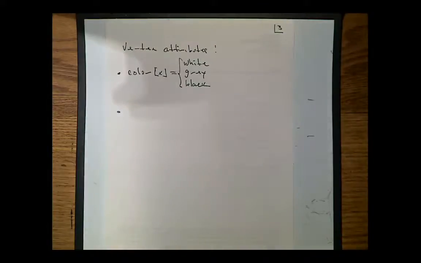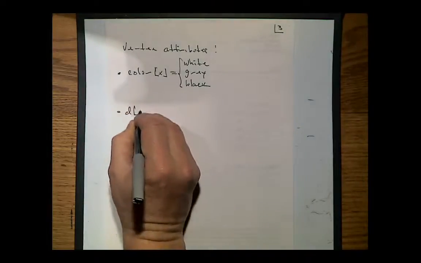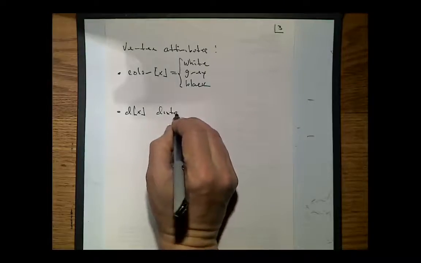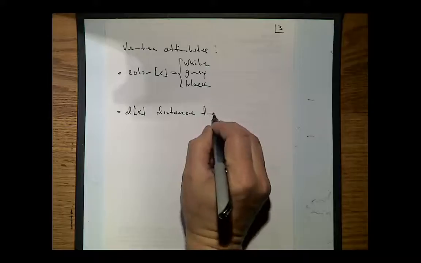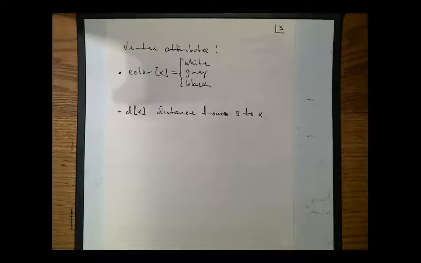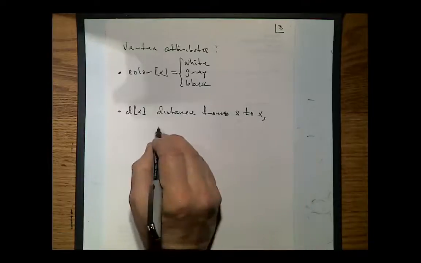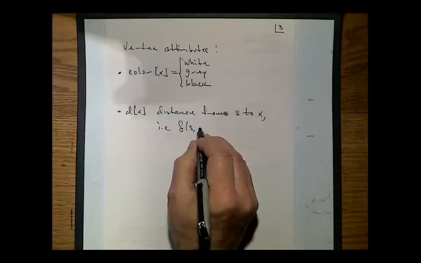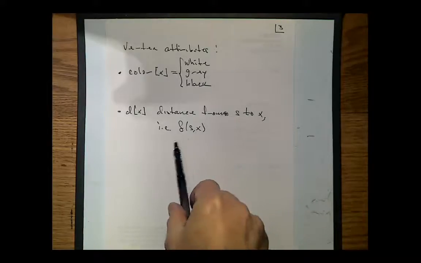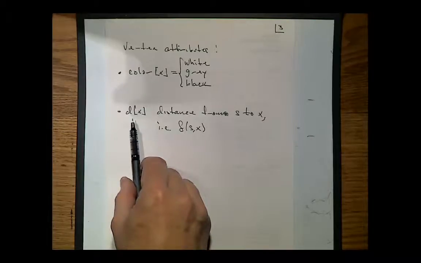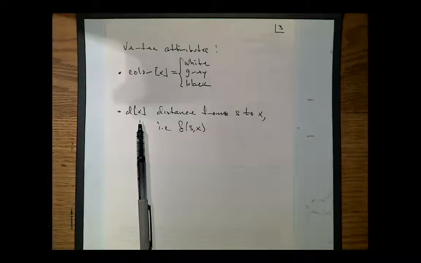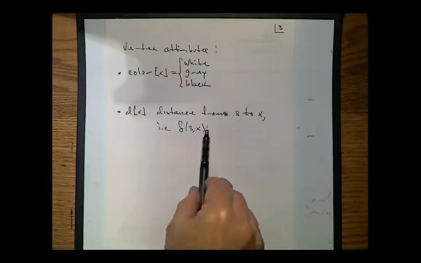That's one attribute. Another is d[x]. This is the distance estimate, the distance from S to x. So, in other words, this is going to be delta(S,x). These fields don't start out being this, of course. It's the job of BFS to assign this a correct value. They all start out at infinity because we haven't discovered anything. As soon as we discover a vertex, we know how far it is from the source, and it will receive a value, and that value will be delta(S,x).